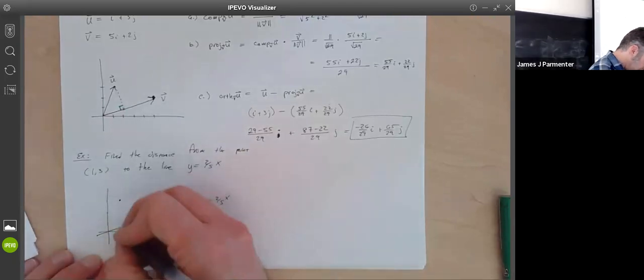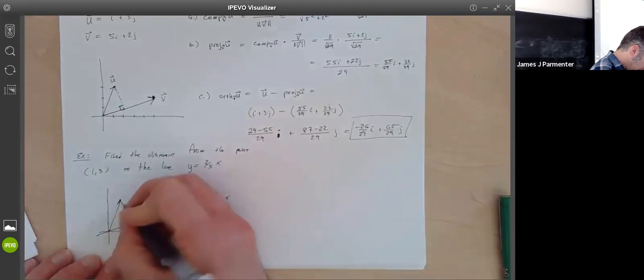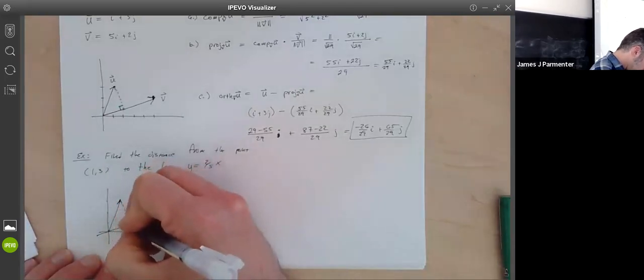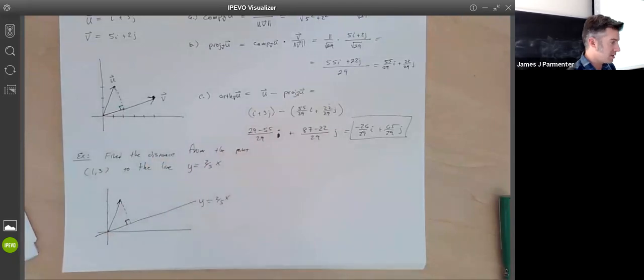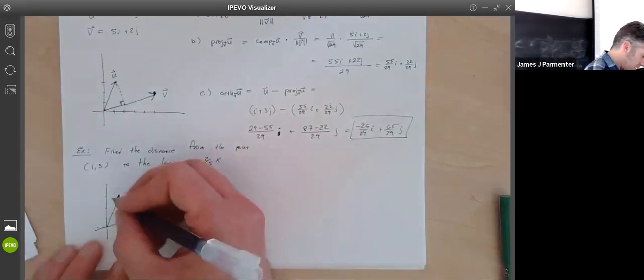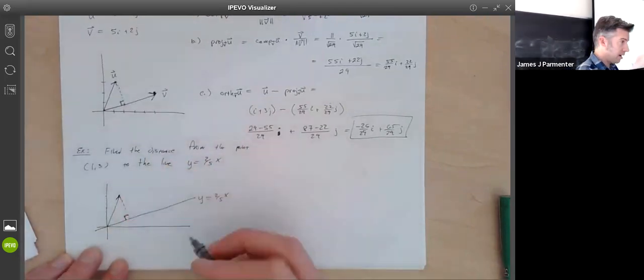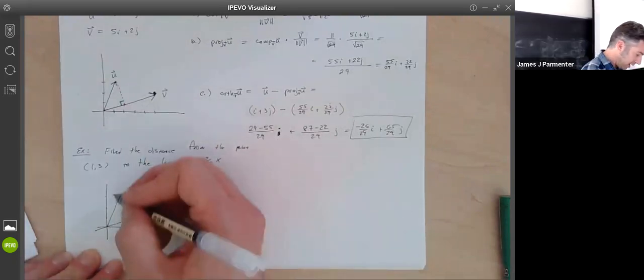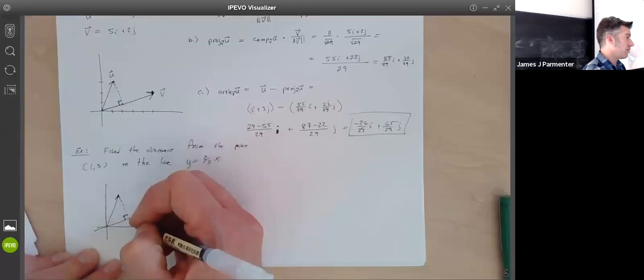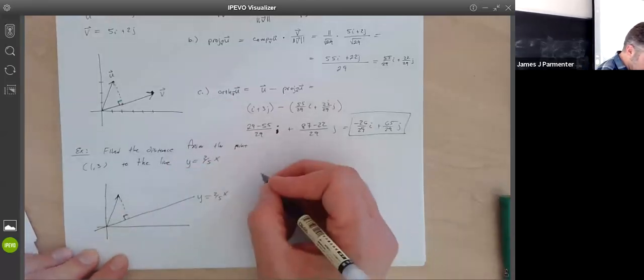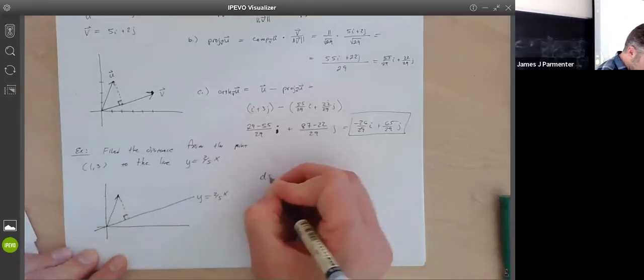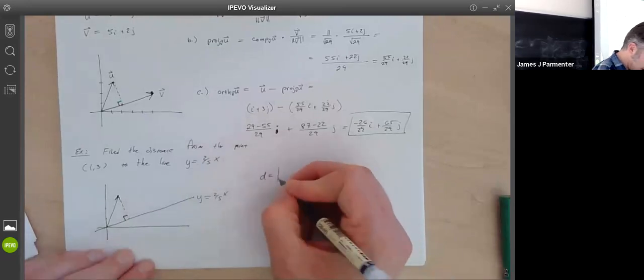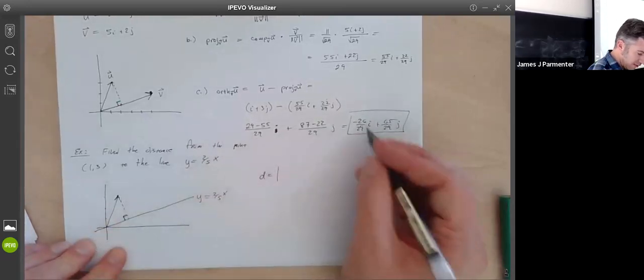So I want to find the distance, right? I'm just trying to find this perpendicular distance there, which is exactly the magnitude of my orthogonal complement. If I'm trying to find the distance between a point and a line, I'm trying to find the shortest distance. And so what you can do is find the projection, then find the orthogonal complement, and find the length of that orthogonal complement. So our distance here is going to be the magnitude of this orthogonal complement, so the magnitude of this vector.